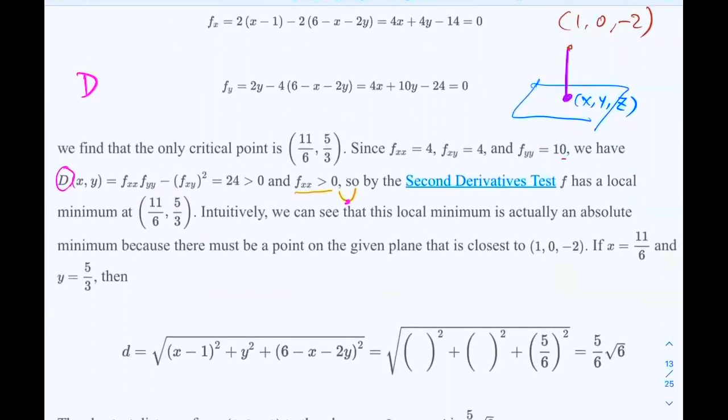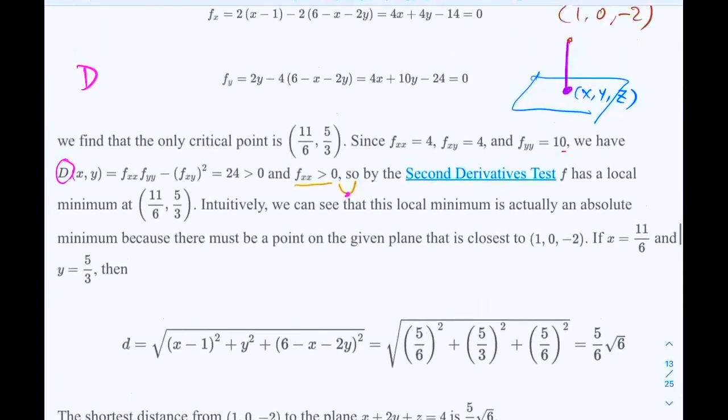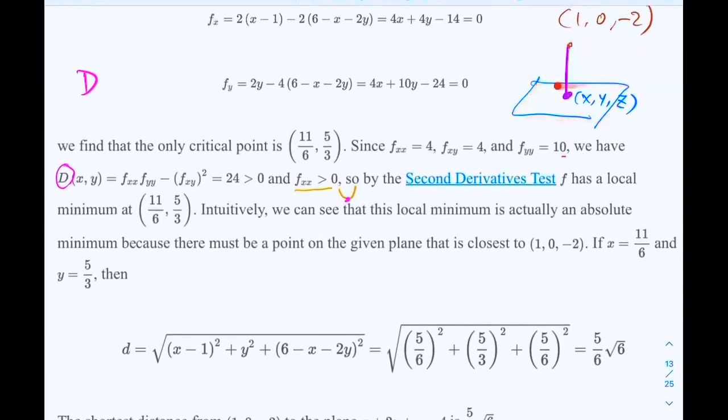How do we find the absolute minimum? You can just go ahead and substitute the x and y values into this expression to find that. So x is 11 over 6, subtracting 1. So that is 5 over 6, right? And then y is 5 over 3. So put here, that's 5 over 3. And then to do the calculation, the result is 5 over 6 times square root of 6. And that's the shortest distance from this point to the plane that was specified. Question about this?